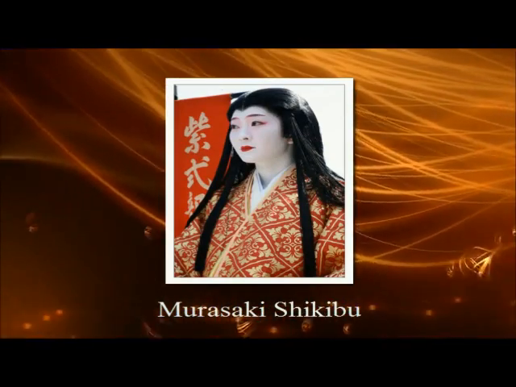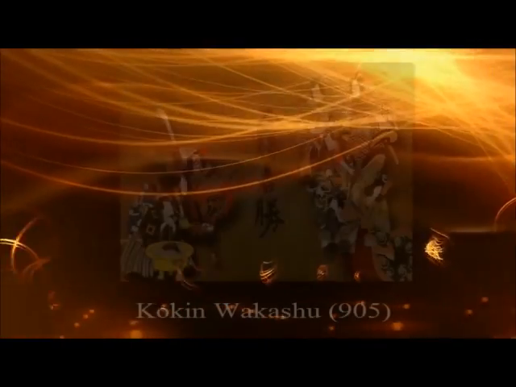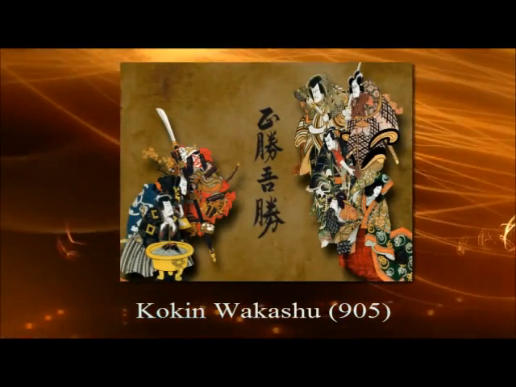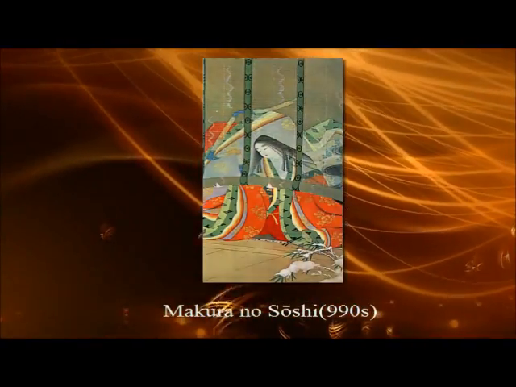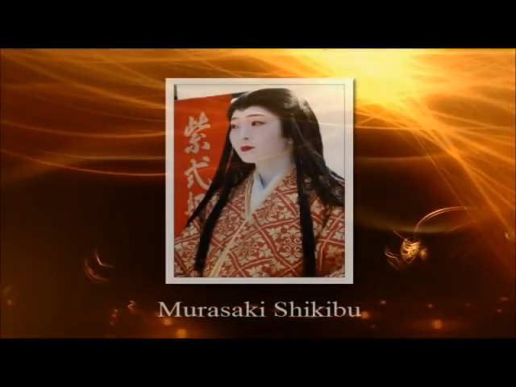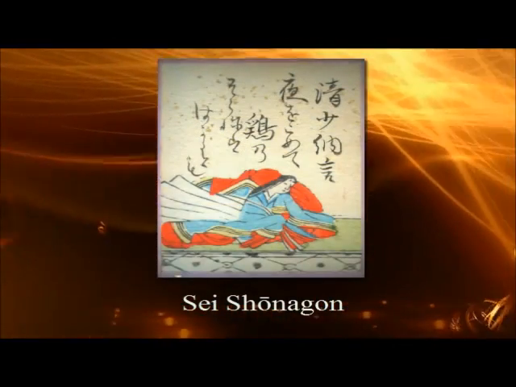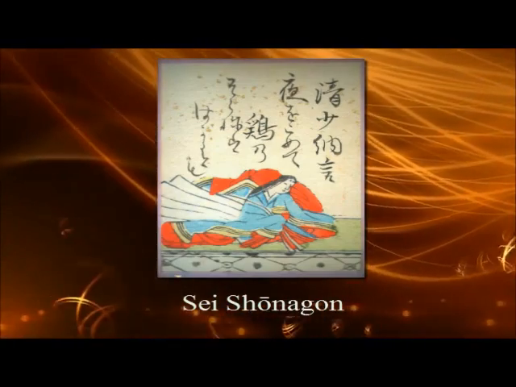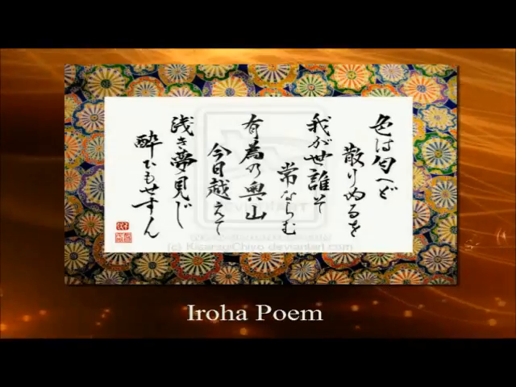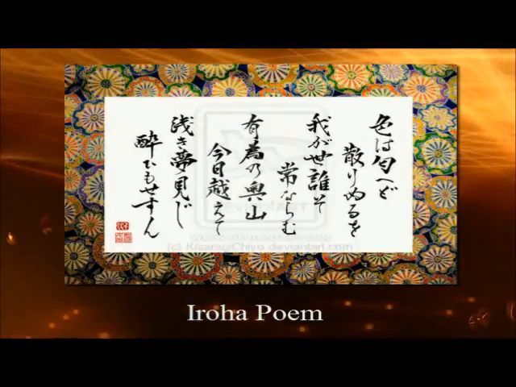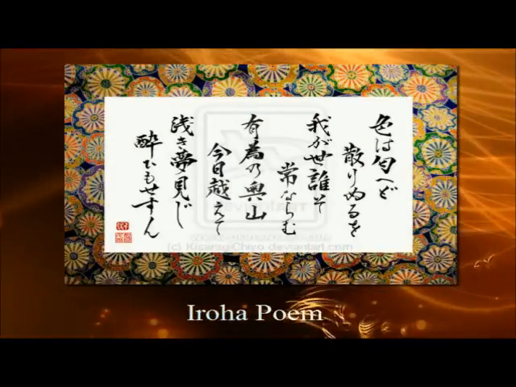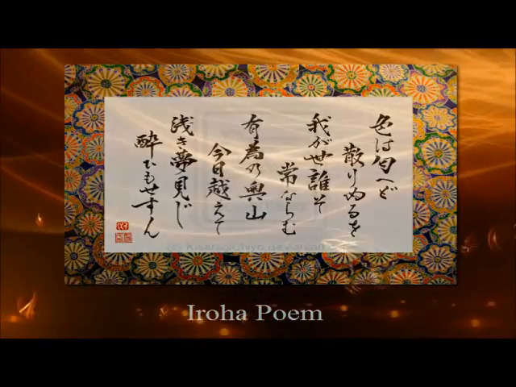Other important writings of this period include the Kokin Wakashu, 905, a waka poetry anthology, and Makura no Soshi, 990s, the latter written by Murasaki Shikibu's contemporary and rival, Sei Shonagon, as an essay about the life, loves, and pastimes of nobles in the emperor's court. The Iroha poem, one of the standard orderings for the Japanese syllabary, was also developed during the early part of this period.